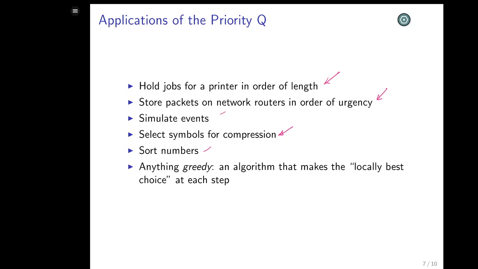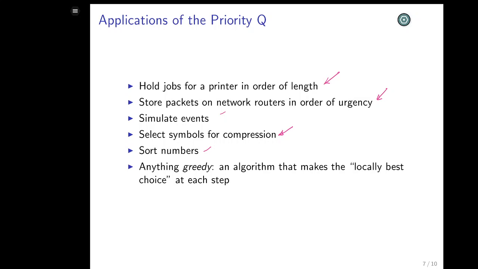What's the best sorting algorithm in the world? How fast is it? N log n. Comparison-based sorting. The best comparison-based sorting algorithm is N log n. So now you already know something about priority queues, because if I throw n things into them and I pull them out by priority, I've sorted.